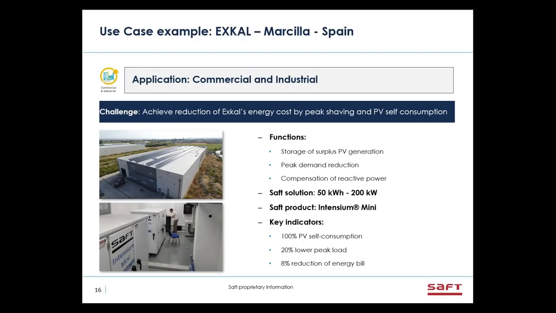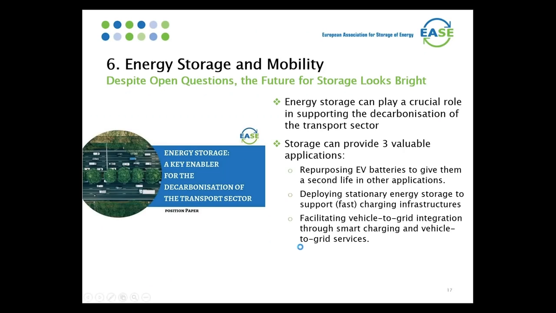The battery also helps to reduce the peak demand and therefore to lower the peak electricity tariffs, and it also provides some compensation of reactive power. You find again a combination of applications, and as a result, 100% of the photovoltaic energy is self-consumed. The peak load is reduced by 20%, and the global energy bill for the user is reduced by 8% in this very example. Well, my time is over.